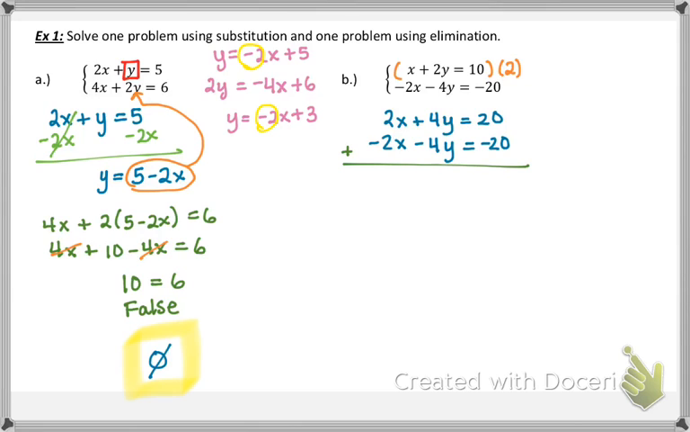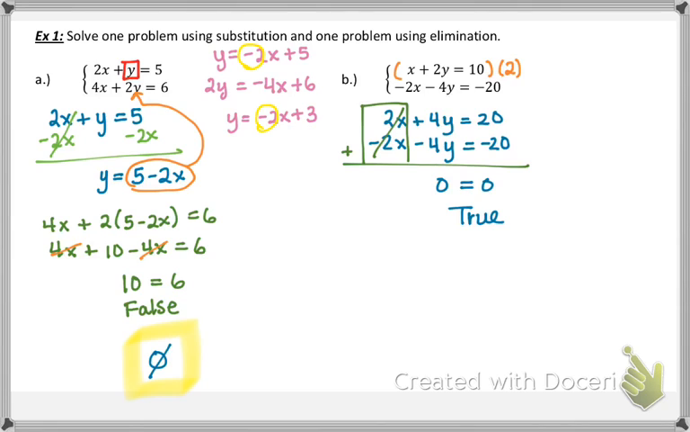And so I wanted to create opposites in my x's, which I did. So positive 2x minus 2x cancels out, but then the 4y plus negative 4y also cancels out, and I get 0 on the left. On the right side, 20 plus negative 20 is also 0. Okay, and now I have a statement that is true.